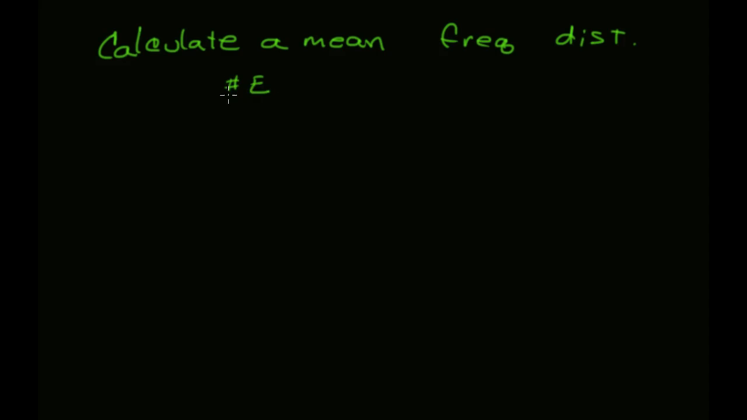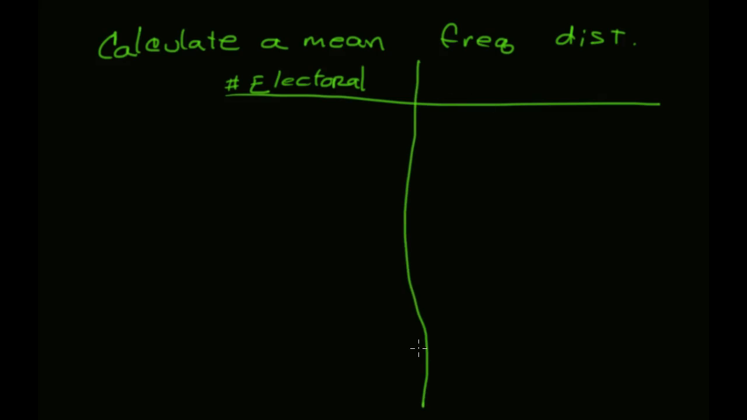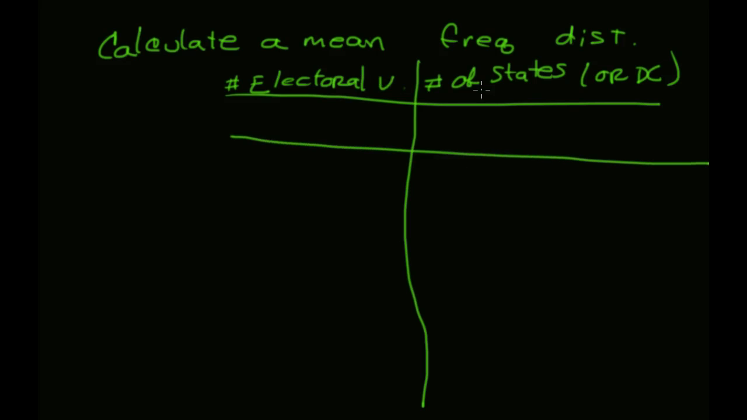And what we're going to use here as our example is the Electoral College. The left part of this is going to be the number of electoral votes a state or the District of Columbia gets, and how many states have that many votes in the Electoral College. This is the number of electoral votes that they get. This is the number of states that have that many.